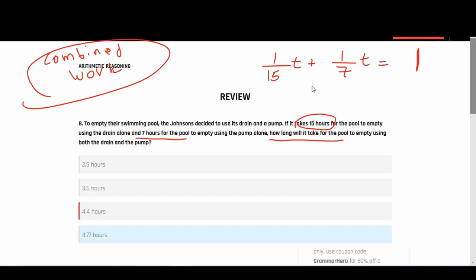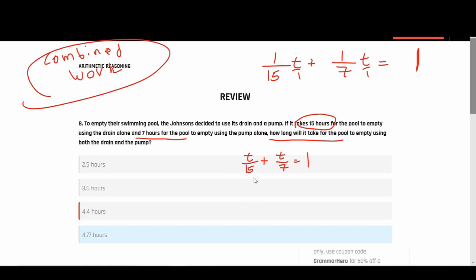And the way I like to do this one is to actually take this t and multiply it by this 1 and just set it up like this: t over 15 plus t over 7 equals 1. I just took this t and multiplied it by 1. Again, you can put t over 1. Anything divided by 1 is itself. 1 times t is t. 15 times 1 is 15. So I just simply put that t up there to make the problem a little bit neater.